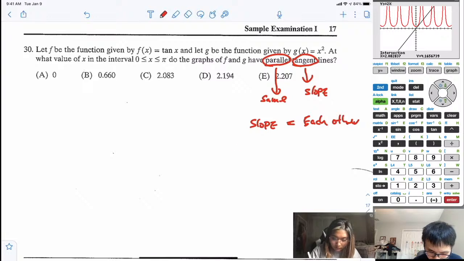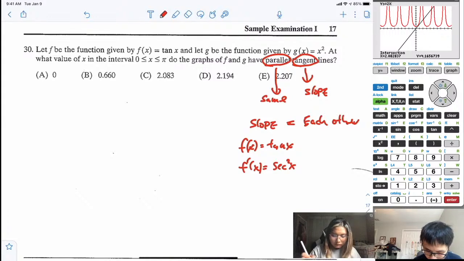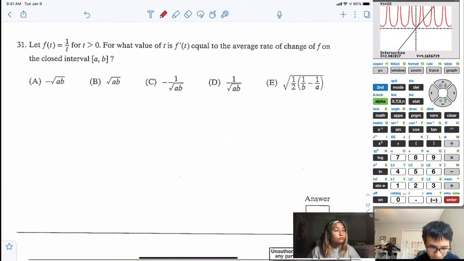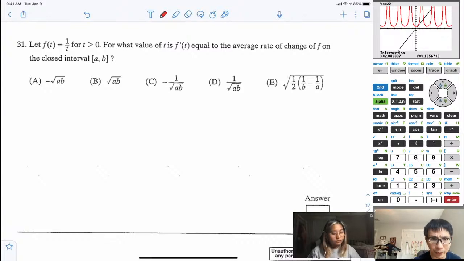So f of x will be tangent of x, and f prime of x is secant squared of x. g of x is equal to x squared, and g prime of x equals 2x. So I'm just going to set these equal to each other and find the intersections. This is the way I approach things. Hopefully you approach it the same way, but the keyword is the most important thing. Now, what is the keyword on 31? I'm going to help you with this one because the math is a little bit harder.